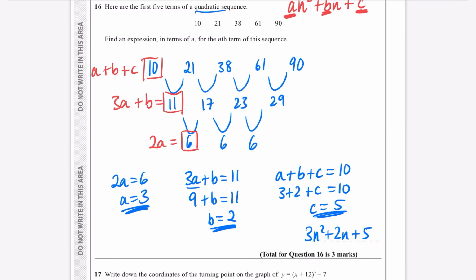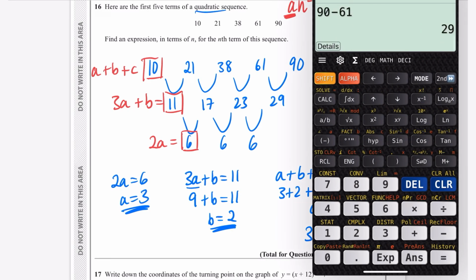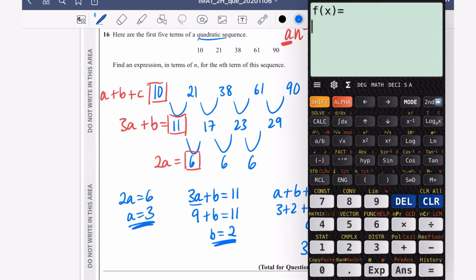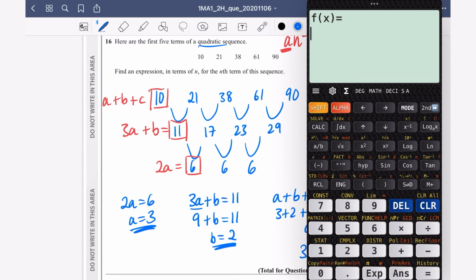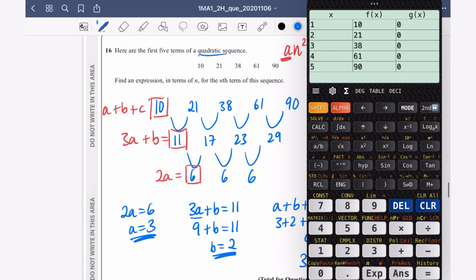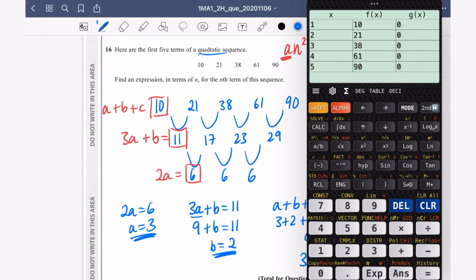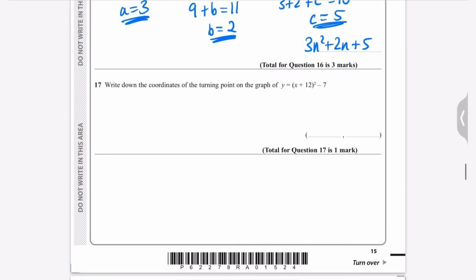Now you can actually check this one. If I just quickly go to the calculator for a second, I'm going to go back to table mode. And I'm going to input my function, which is going to be 3n squared plus 2n plus 5, but I'm going to have to do it as x. So I'm going to do 3x squared plus 2x, alpha with x, plus 5. I'm going to start it at 1, and there are 5 terms here, so I'm going to end it at 5, and I'll go up in ones. And you can see I've got 10, 21, 38, 61, and 90, so I've definitely answered it correctly.